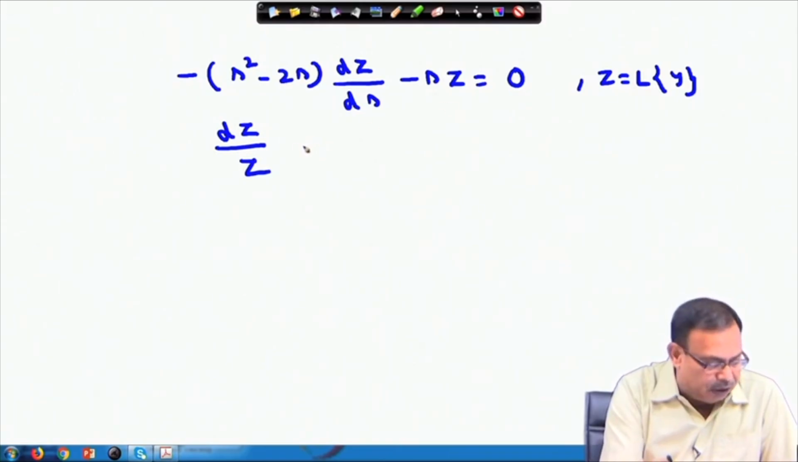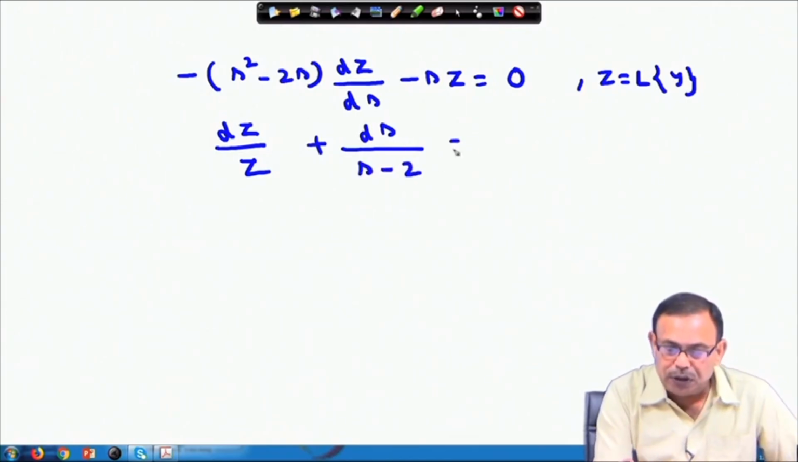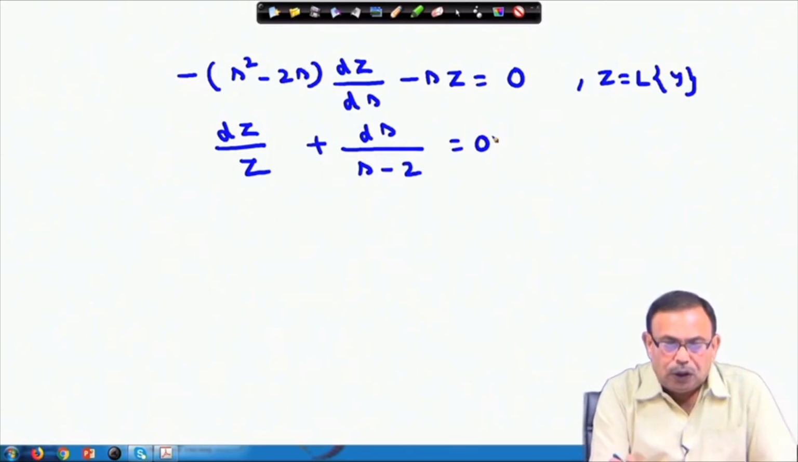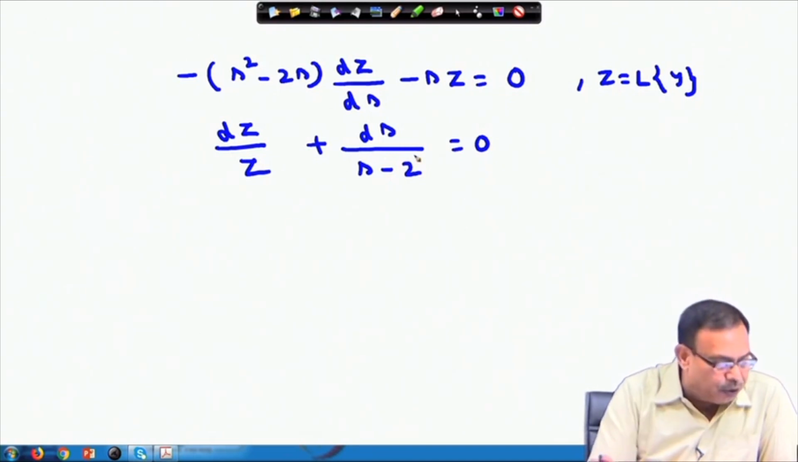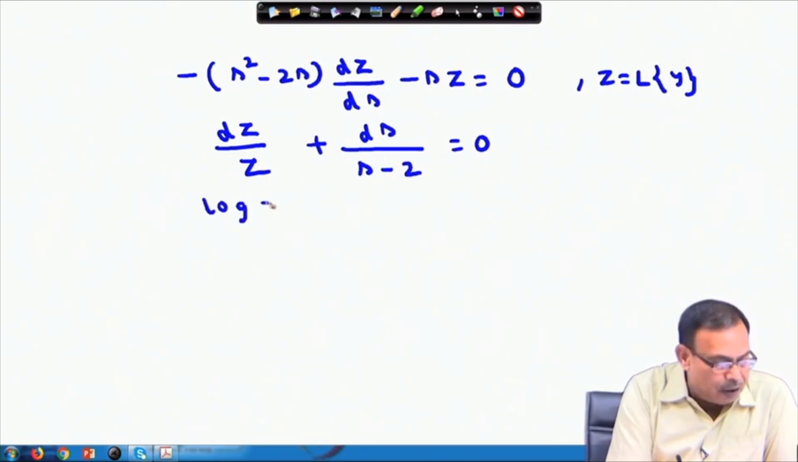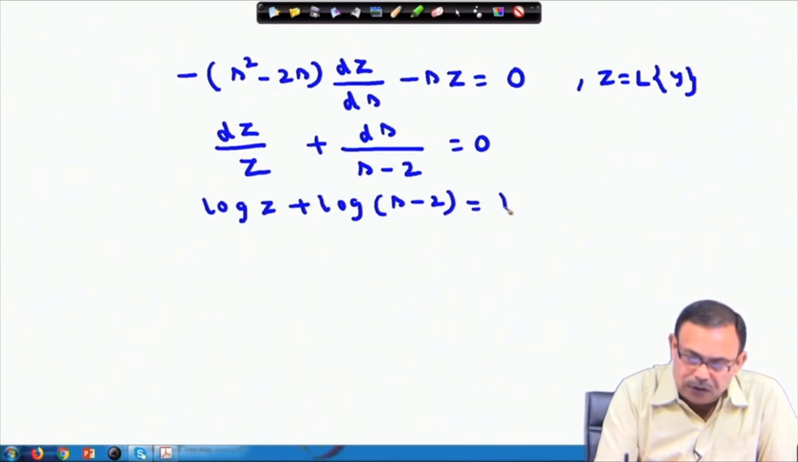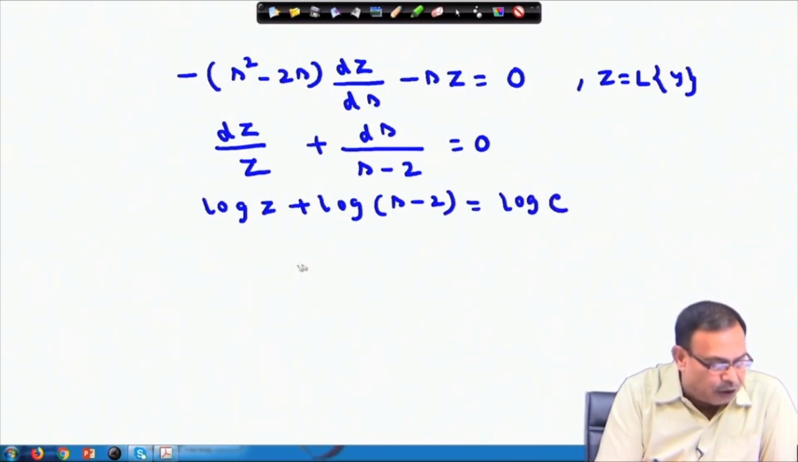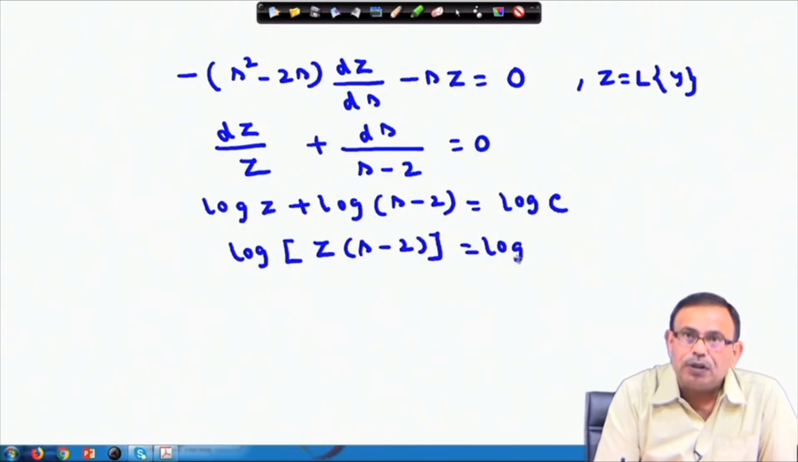So, dz by z plus ds by (s minus 2) equals 0. I have separated the variables. From here simply I can make it dz by z plus ds by (s minus 2) equals 0. So, integrating both sides I will obtain log z plus log of (s minus 2), this is equals some arbitrary constant, say log c. So, you will obtain log of z into (s minus 2) equals log of c.